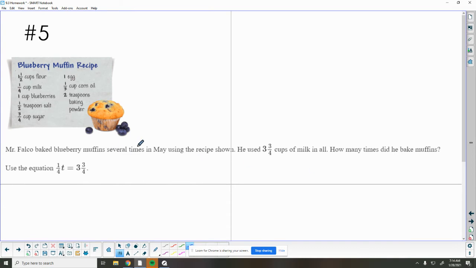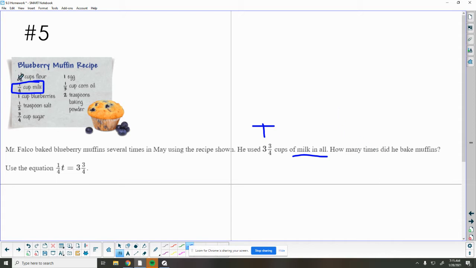Okay, I'm going to skip to number 5. Just remember on all of these, you want to do the opposite on both sides. Mr. Falco baked blueberry muffins several times in May using the recipe shown. He used 3 3/4 cups of milk in all. So this was his total cups of milk. And I can see over here for one recipe, it only needs 1/4 cup of milk. How many times did he bake muffins?